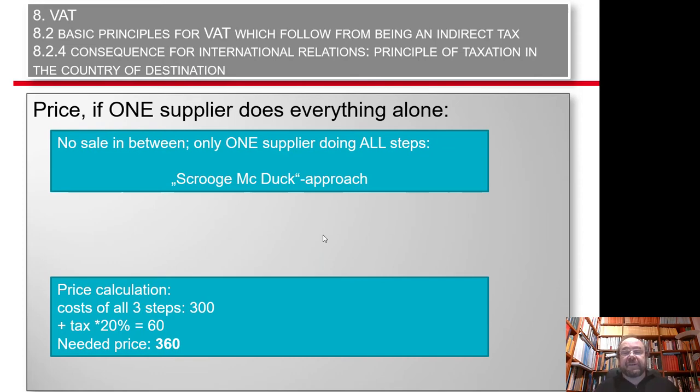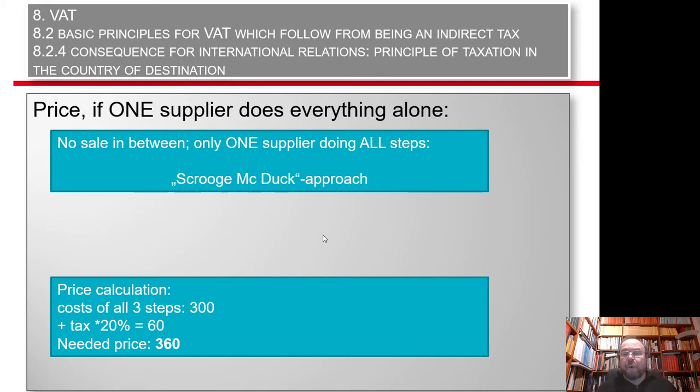Now, the alternative: one supplier does everything alone. I call that the Scrooge McDuck approach. For the German-speaking people, Scrooge McDuck in Germany is Dagobert Duck. And that is the richest man in the world in the Donald and Duckburg world, so Mickey Mouse and Donald Duck. And the old Scrooge McDuck does everything. He owns factories, mines, coal mines, everything. Can do everything on his own.